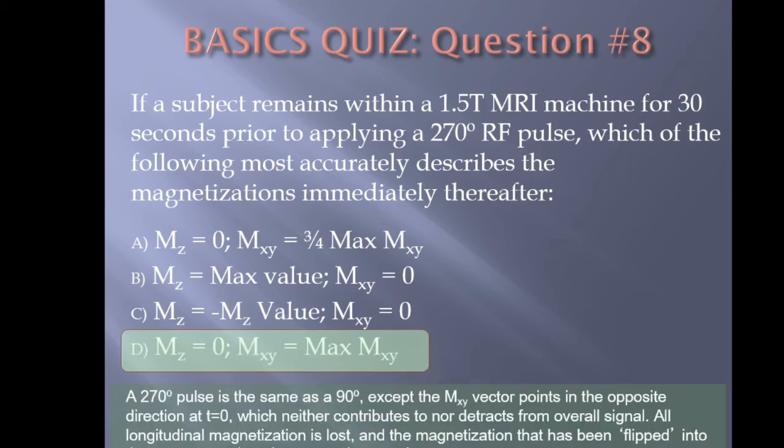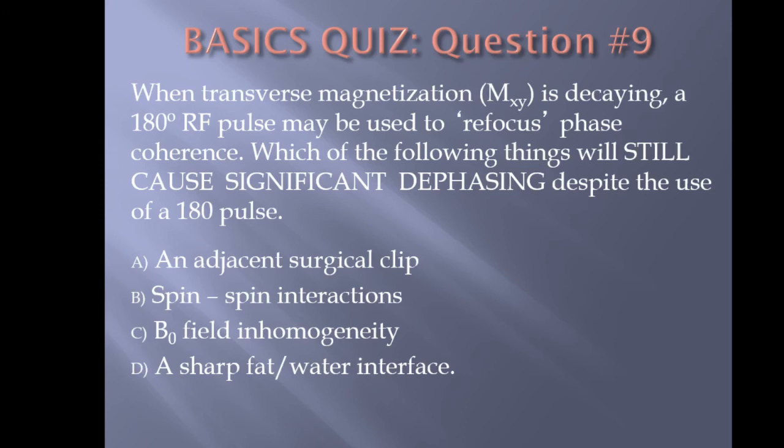Yes, very good, D. So 270 is the same as a 90. These all describe different things. When MZ is at a max and MXY is 0, that's either nothing or a 360-degree pulse. When MZ is negative MZ and MXY is 0, what's that? 180, yes, exactly. Because with 180, you're just flipping the Z magnetization, and you don't have anything in XY. So 270 is the same as 90: maximum transverse, no MZ.